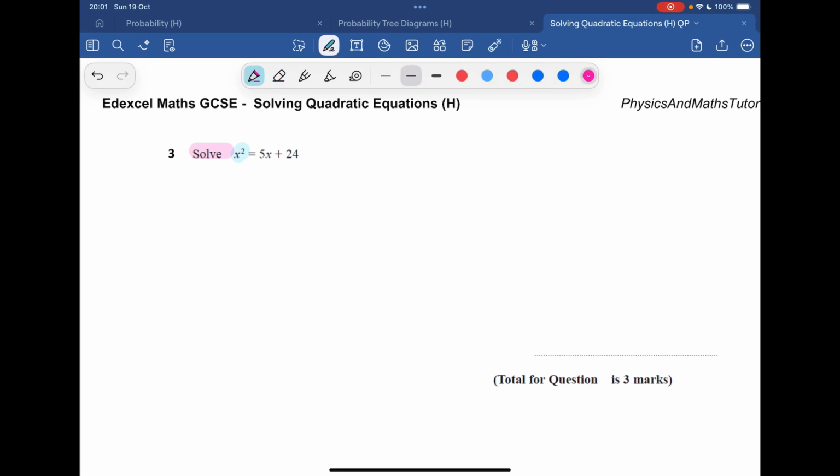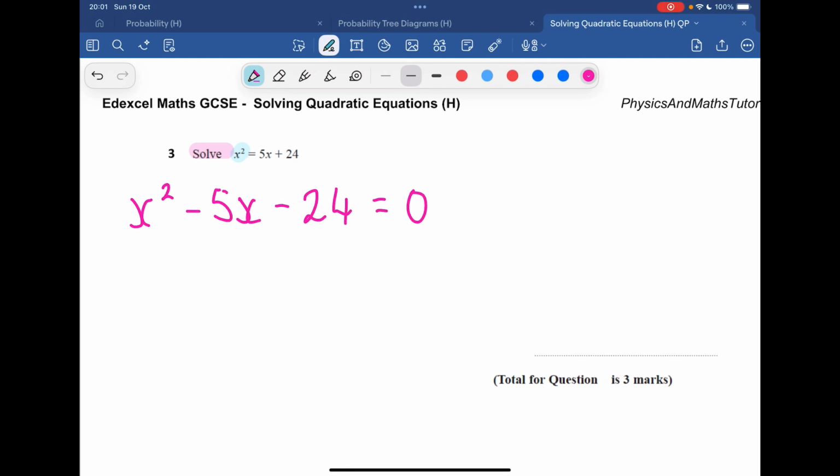What I'm going to do is keep the x squared as it is, because I usually prefer the x squared to be positive. I'm going to subtract 5x from both sides, and then I'm going to subtract 24 from both sides. That will leave the right hand side of my equation being equal to 0. So then we just solve as normal.